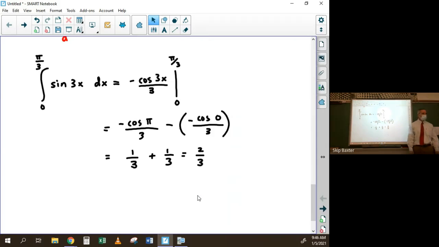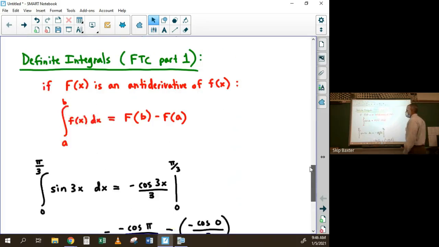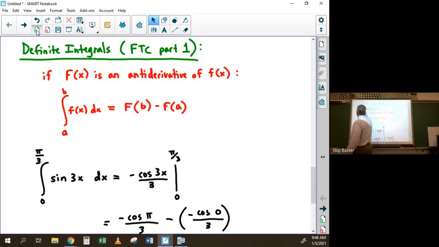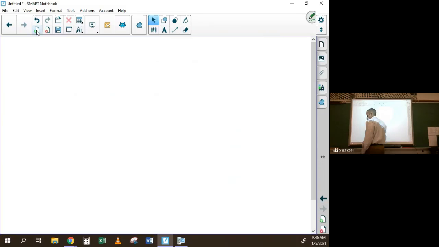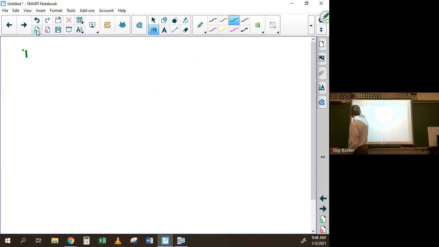Definite integrals. Okay? The next thing we talked about in Unit 6 then was U substitution or integration by substitution.